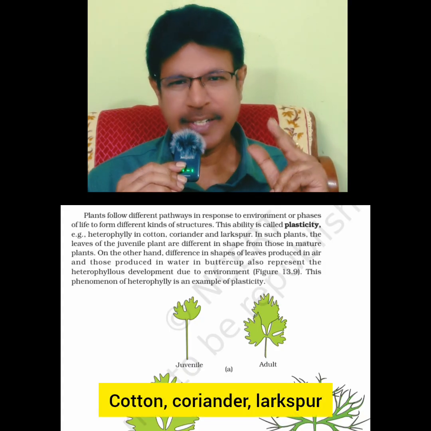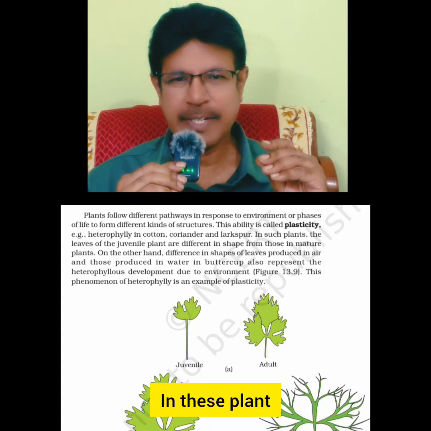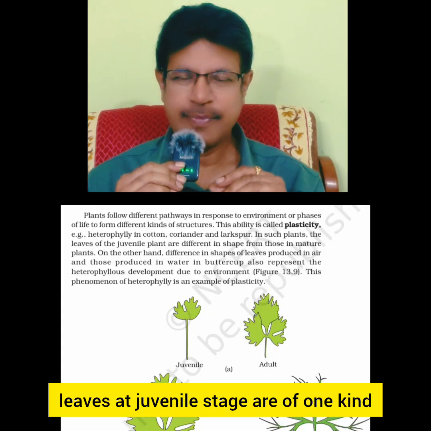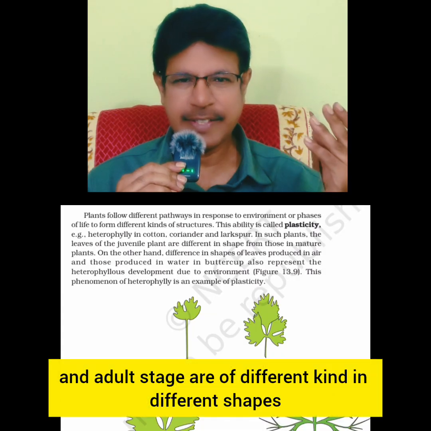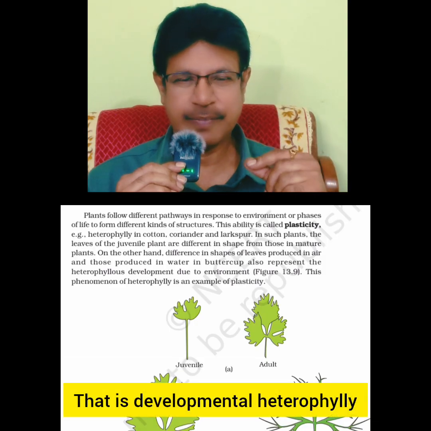Next, developmental heterophily. Cotton, coriander, larkspur, which is also called Delphinium. In these plants, leaves at the juvenile stage are of one kind and at the adult stage are of a different kind, in different shapes. That is developmental heterophily.